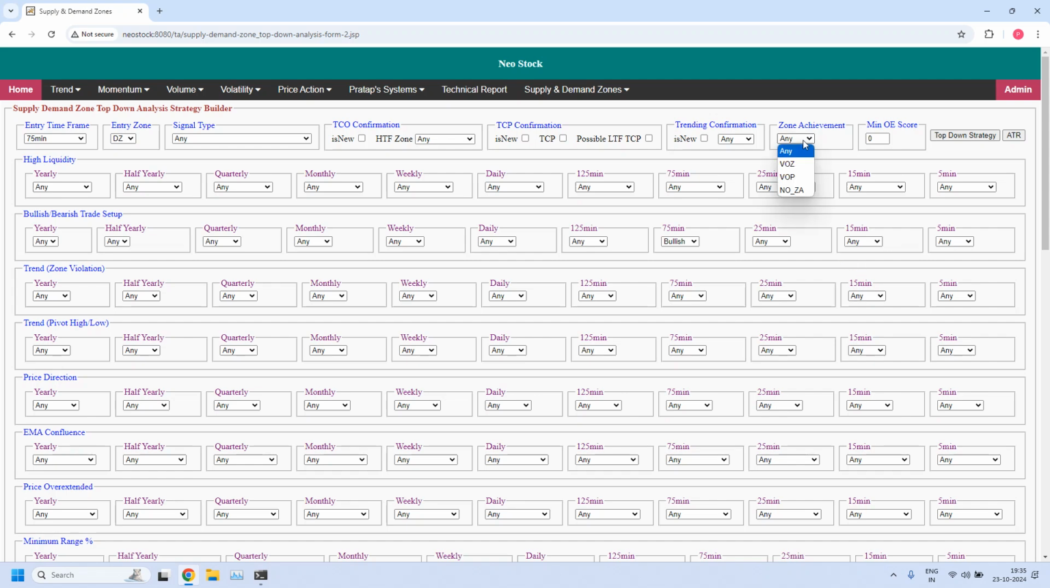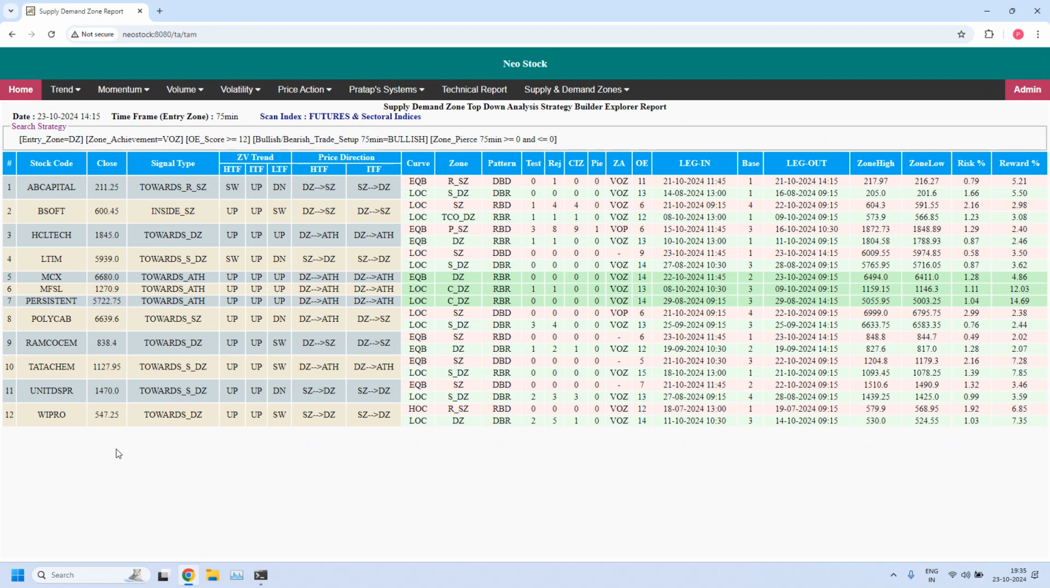Zone achievement is a violated opposing zone. Minimum odd enhancer score 12. And all the three filters are applied to 75 minutes demand zone. We got 12 stocks. All these 12 stocks are supporting bullish trade setup for weekly income trade. That is entry time frame 75 minutes.